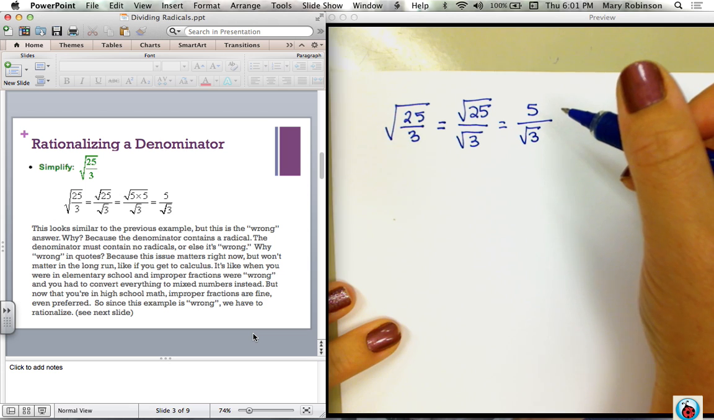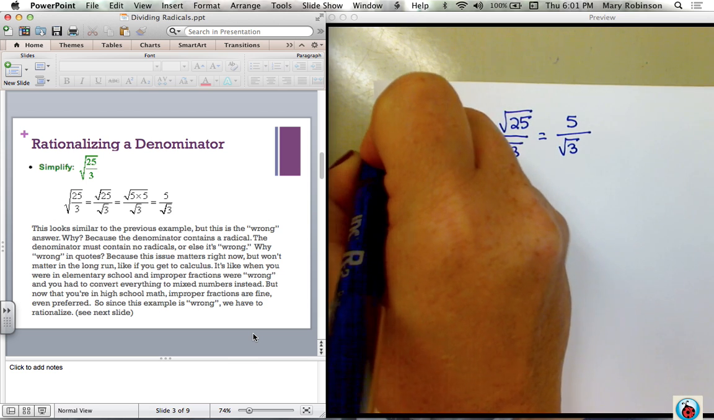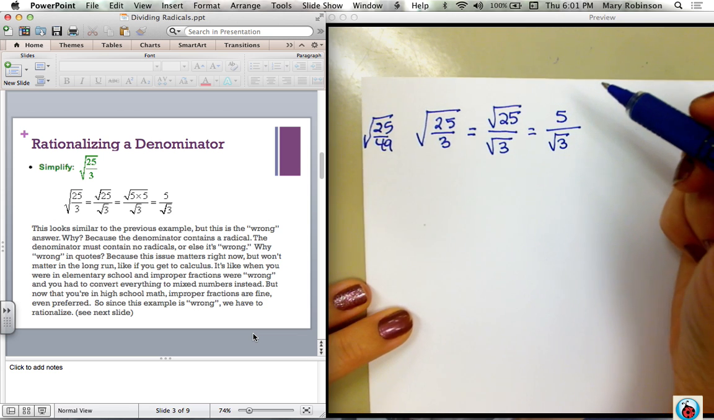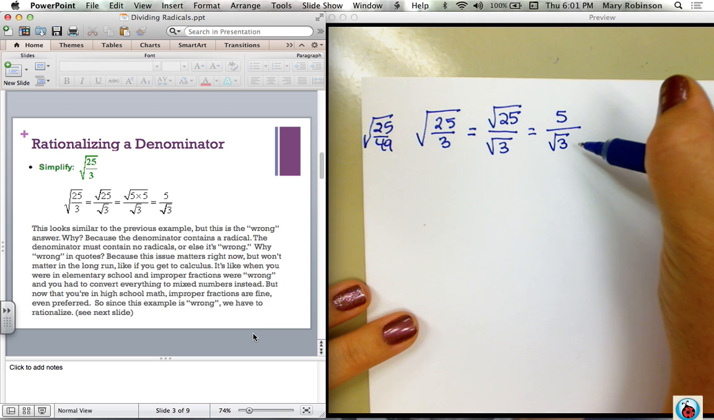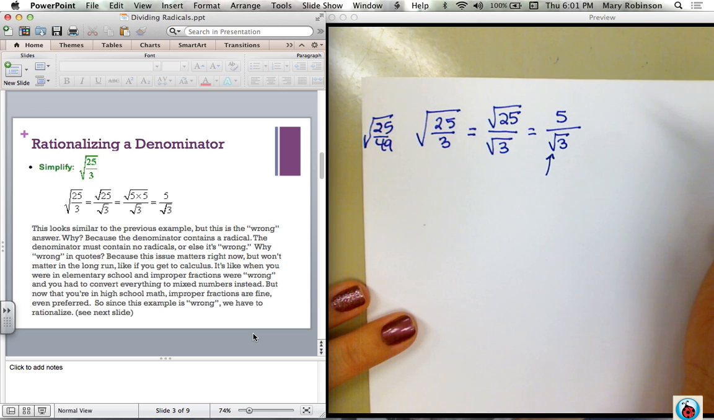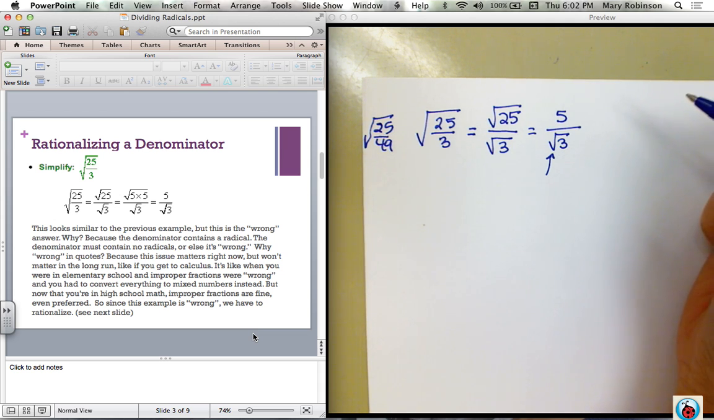If you look at the paragraph on the PowerPoint slide, it says that this does look similar to our previous example, and that's true. Our previous example was the square root of 25/49, so it looks similar to that. But the reason we're going to call this the wrong answer here, 5 over the square root of 3, is because our denominator contains this radical sign. So when we simplify a quotient with a radical, it is considered incorrect or not customary if we leave the radical. So why do we have wrong in quotes?